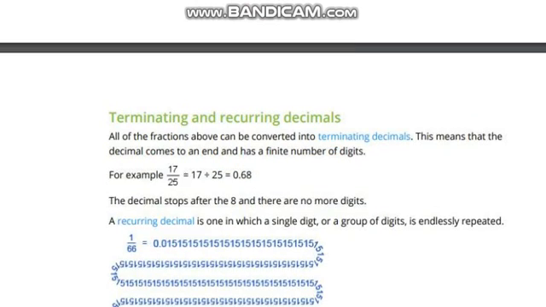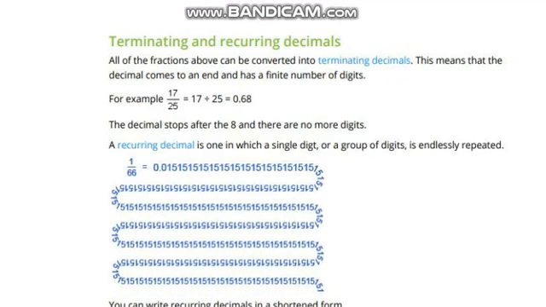Next, there are 2 types of decimals. The first is terminating decimals, and the second is recurring decimals. What are terminating decimals? For example, 17 out of 25. If you do the division, you will get 0.68. So the decimal stops after the 8. There are no more digits after the 8. This is called a terminating decimal. It is the end of the digits, 0.68, with no more digits after the 8.